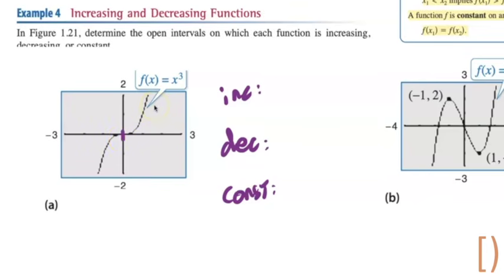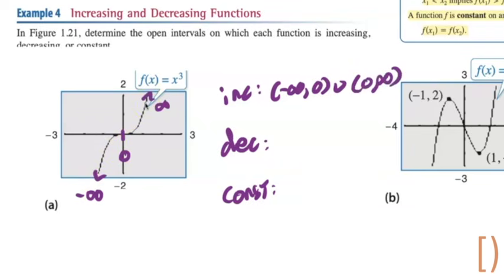So I would put something like -infinity to 0. -infinity is this guy. Look, the time it keeps on going, little arrow there, that is -infinity. And then it looks like it stops at 0. Then it goes on again forever, so infinity. Decreasing, nowhere. It's not decreasing anywhere. So you could put empty set or leave it blank.